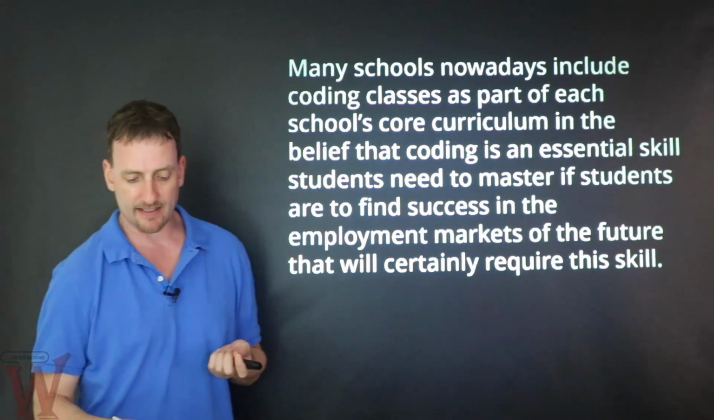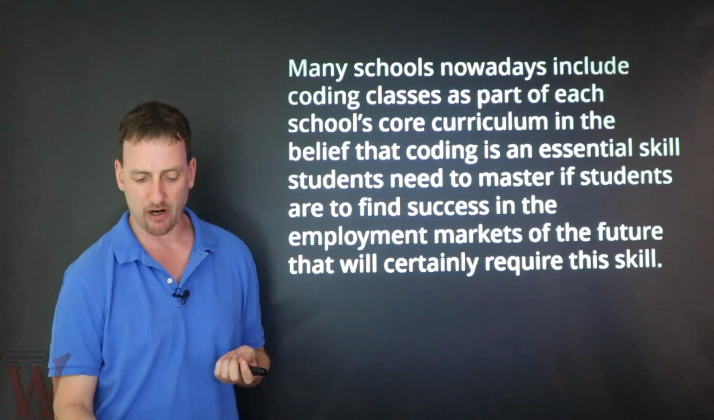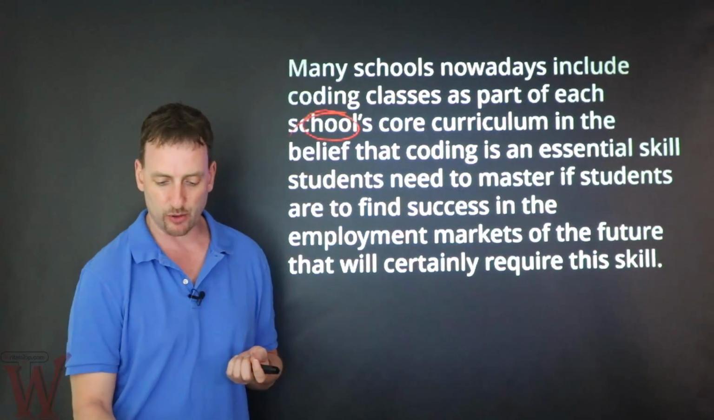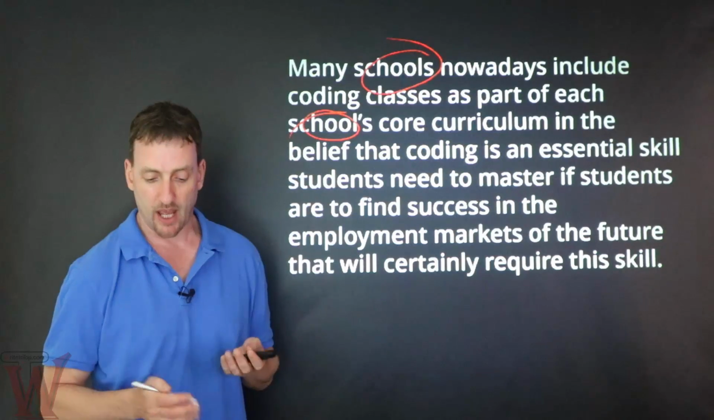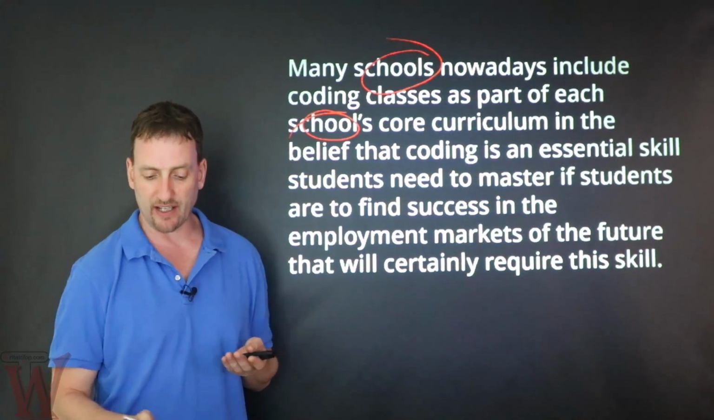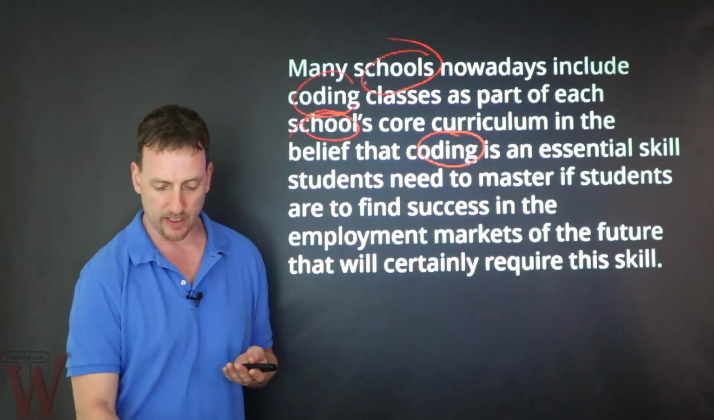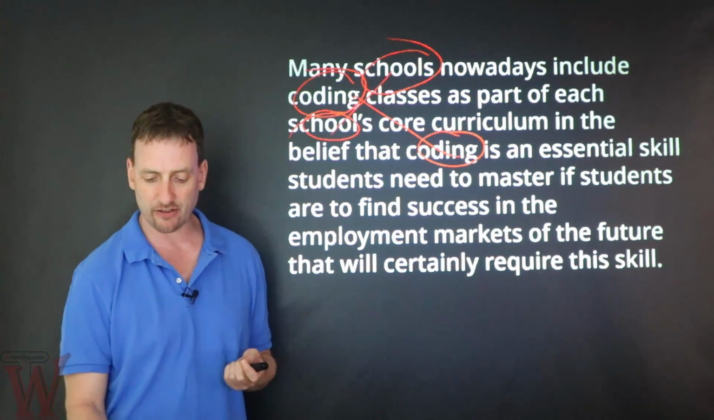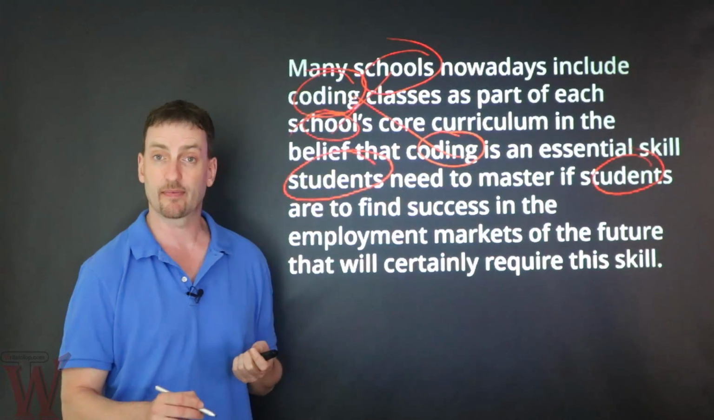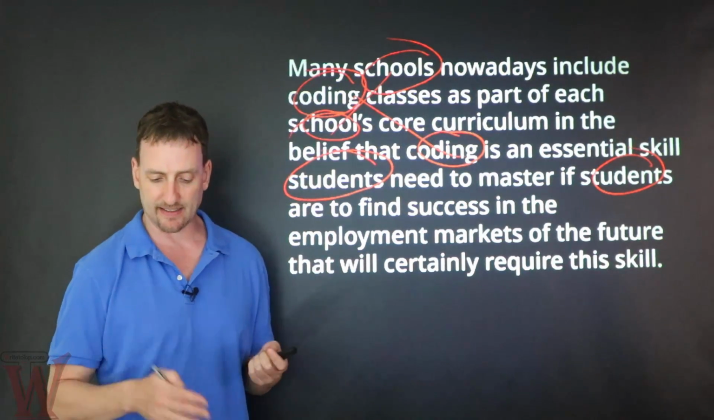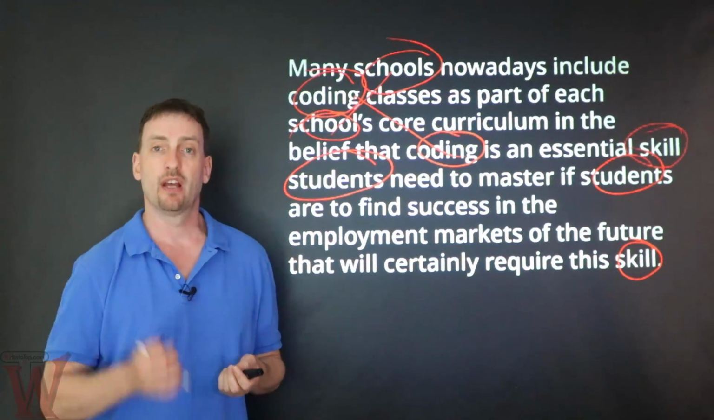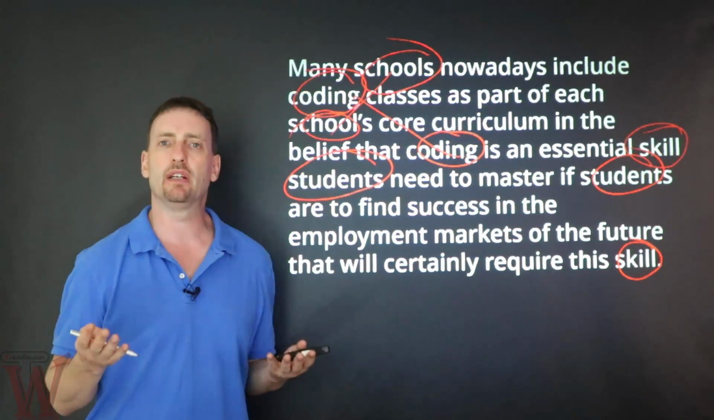Many schools nowadays include coding classes as part of each school's core curriculum. So I have school, twice. Coding classes in the belief that coding, so I have coding and coding again, okay, is an essential skill students need to master if students, twice again, are to find success in this skill. So I have skill and skill. So I have all these words being repeated.